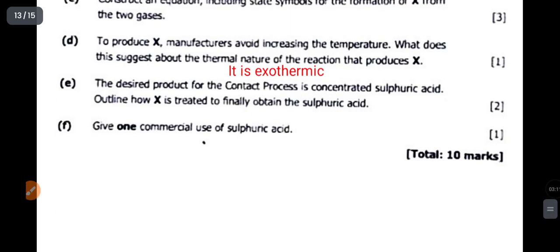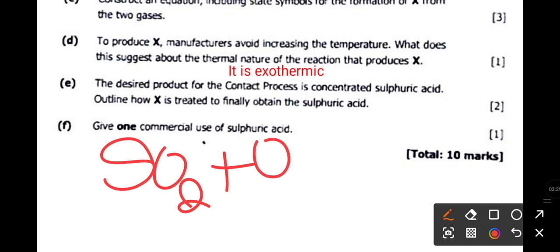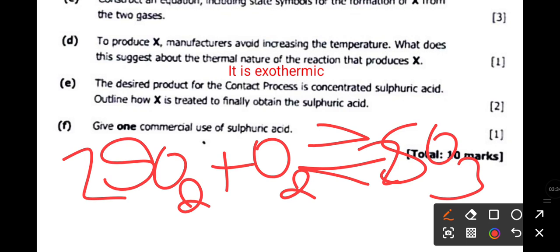Question D. To produce X, manufacturers avoid increasing the temperature. What does this suggest about the thermal nature of the reaction that produces X? Remember, I wrote my reaction to be something like this. Okay. So here my answer was that it is exothermic.